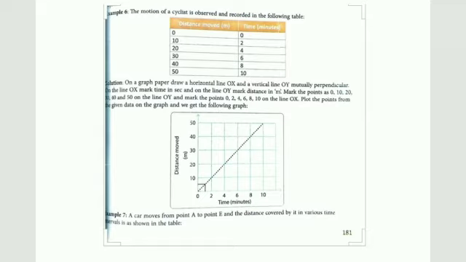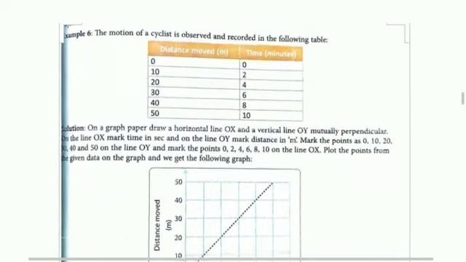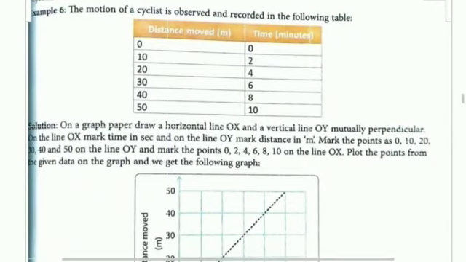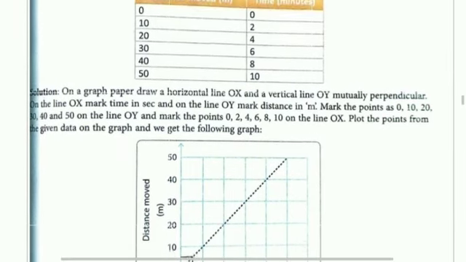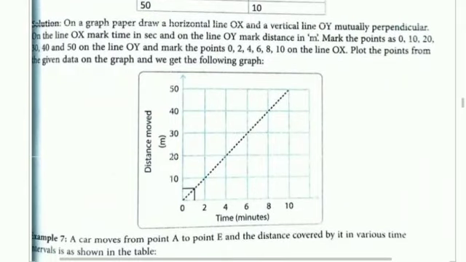Example. The motion of a cyclist is observed and recorded in the following table. Okay. This is our question. Distance 0, 10, 20, 30, 40, 50. And time 0, 2, 4, 6, 8, 10. Equal time, equal distance. How will we get the graph?